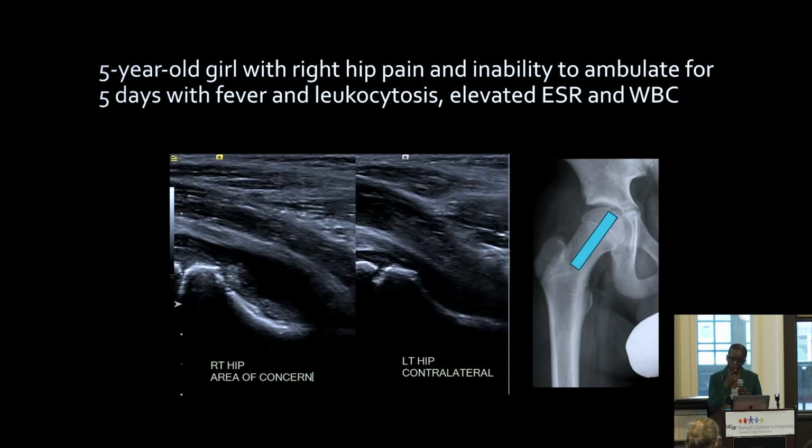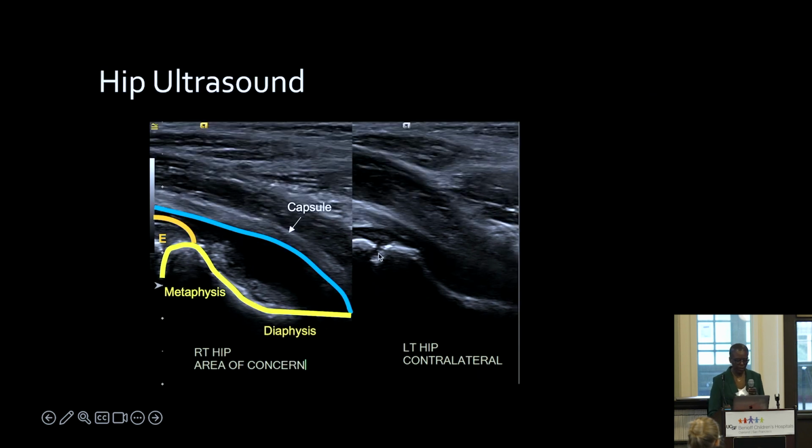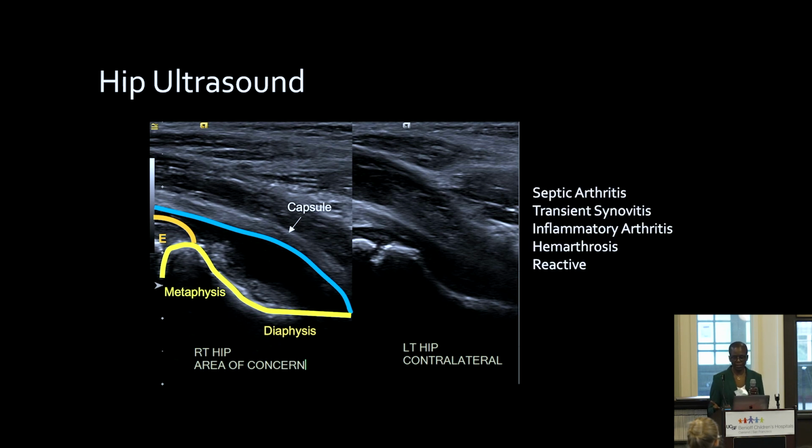So here's a 5-year-old girl with right hip pain, inability to ambulate for 5 days with fever and leukocytosis, elevated SED rate. So what are we seeing here? We've done an ultrasound here, and this is different from your DDH ultrasound, looking for a joint effusion. So the transducer is placed along the femoral head and neck anteriorly. So on this side, this is the metaphysis here and the epiphysis up here, and you can see that the joint capsule is distended out as compared to the normal side, the contralateral side. Okay, so this is another joint effusion. We can't tell you what's in the joint, but the differential includes septic arthritis, transient synovitis, and everything else we said before.